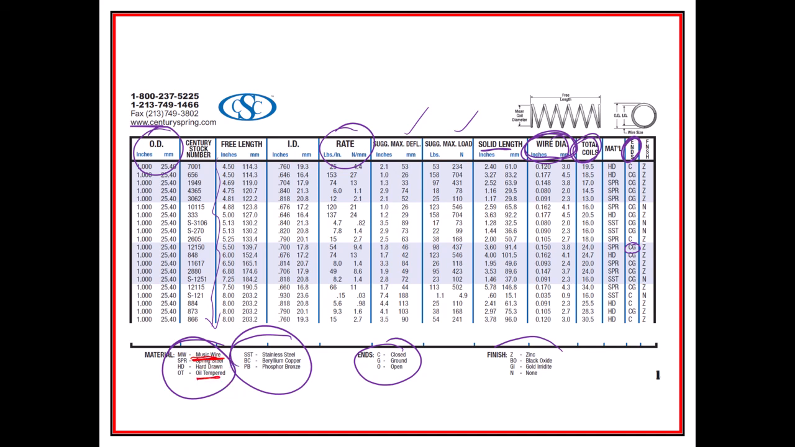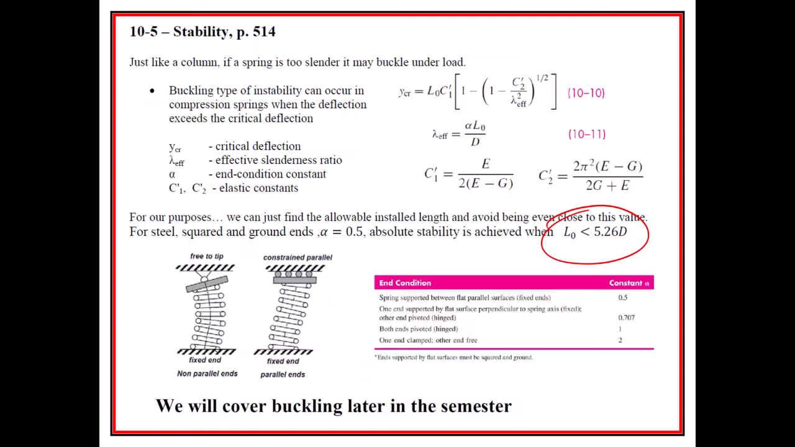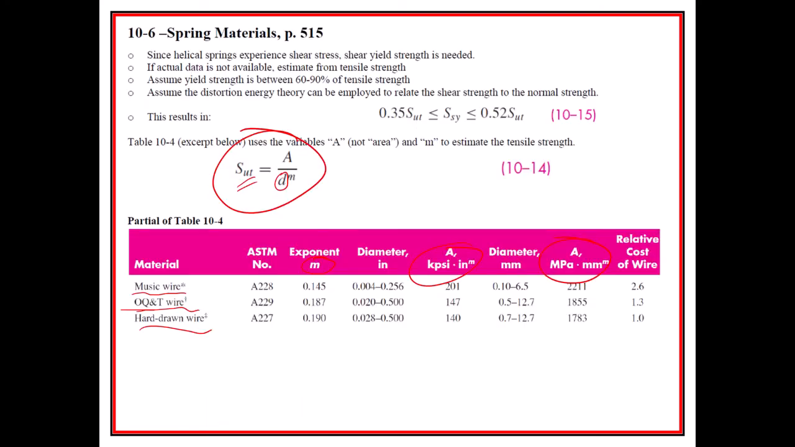Oil tempered was probably another one. You also had stainless steel. There's also hard drawn, right? So that was in the manufacturer, but also excerpts out of Shigley right here. We have hard drawn, and we have oil quenched and tempered, and we have music wire. So you can maybe make the jump and say, hey, I think those might be the same material properties that we could use.